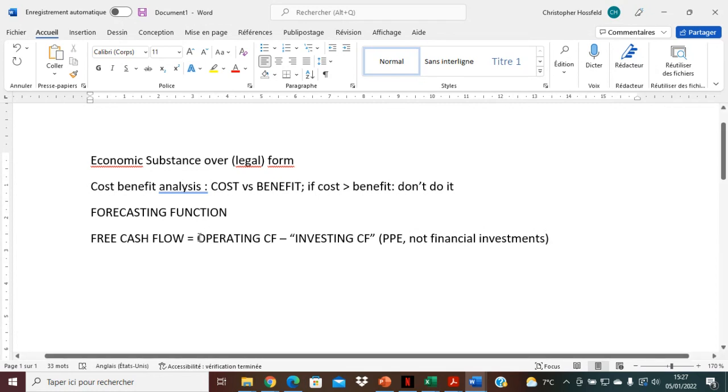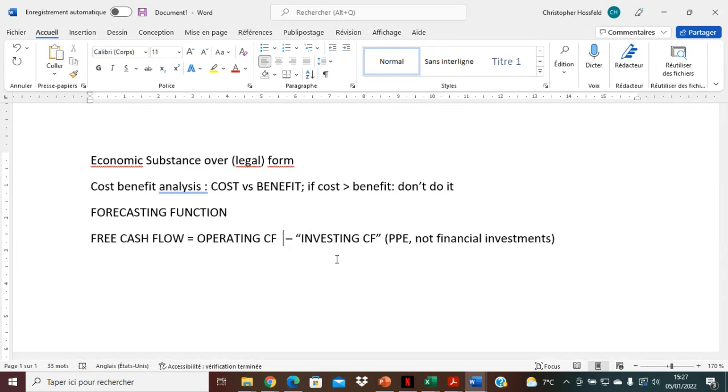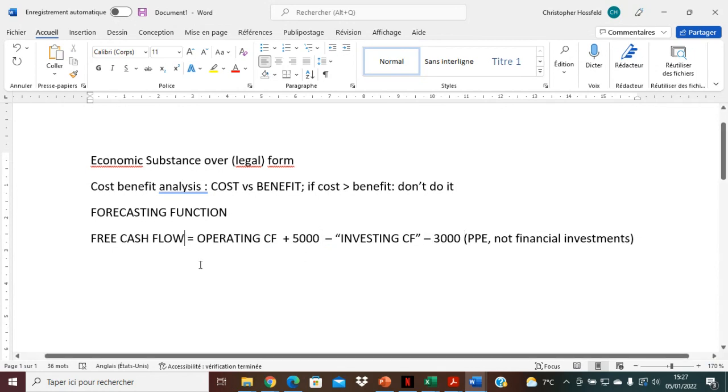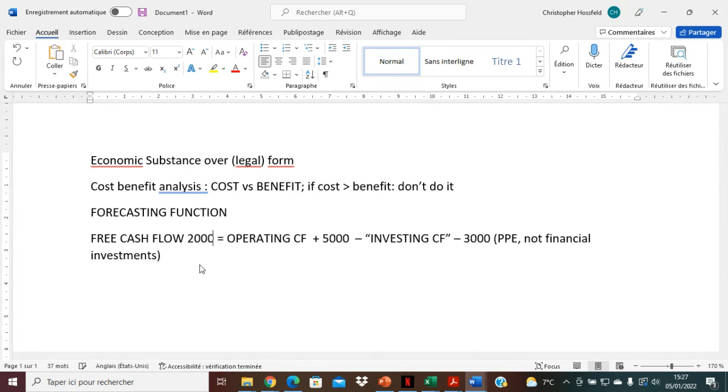So remember, operating cash flow is the money I generated by doing my operations. So for example, my operating cash flow is plus 5,000. And the investing cash flow is what I spend on investments. And maybe, let's say, my investing cash flow is minus 3,000. Okay, why not? That means here in this case, my free cash flow is plus 2,000.